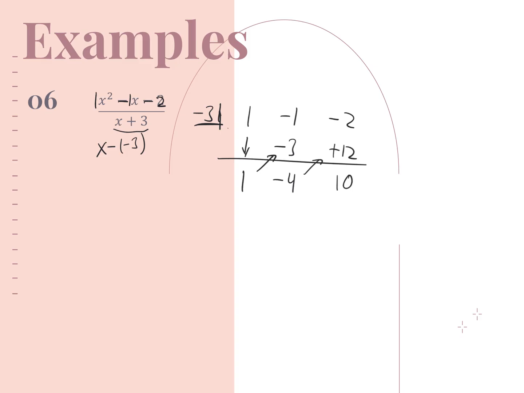And there's nothing left to do here. You're just going to write your answer. Again, this is the coefficients of your quotient, and then this is your remainder.